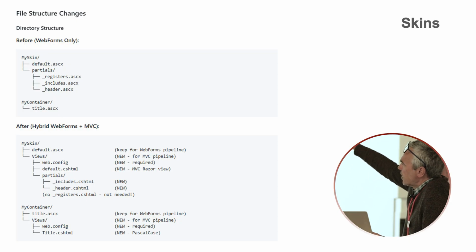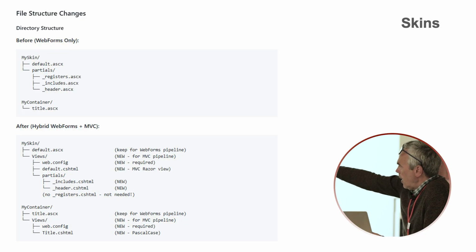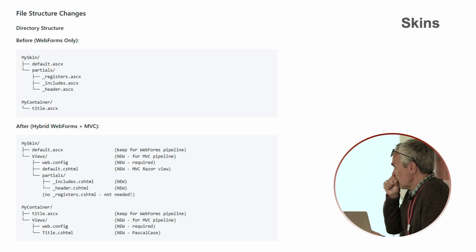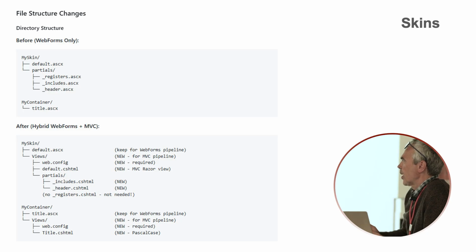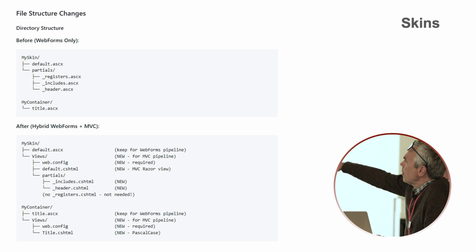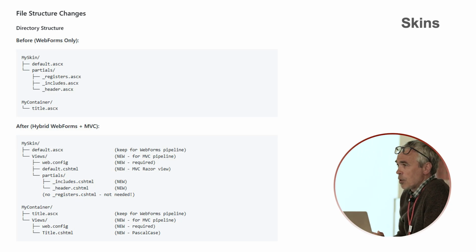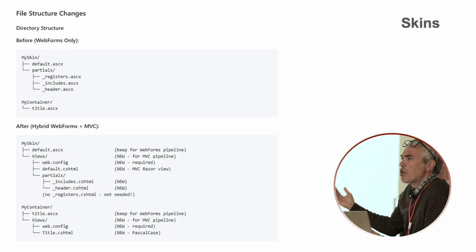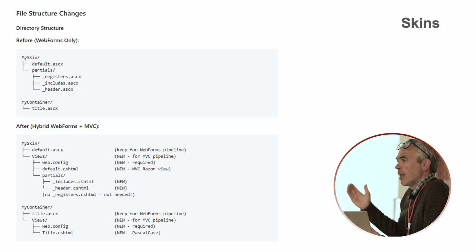And to make this skin work in the MVC pipeline, like you see at the bottom, you have to create a views folder. In that views folder, you have to create a web.config file that is a standard web.config for the MVC pipeline. And then recreate every ASCX file in Razor. So you end up with a skin that runs on both pipelines, in web forms and MVC.